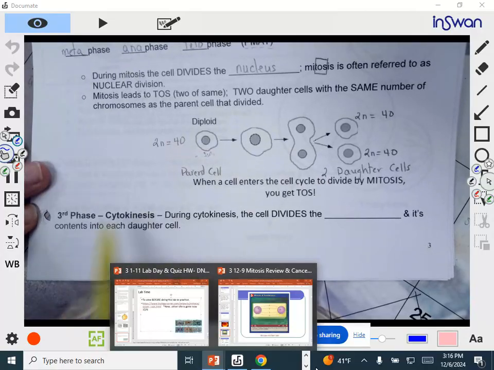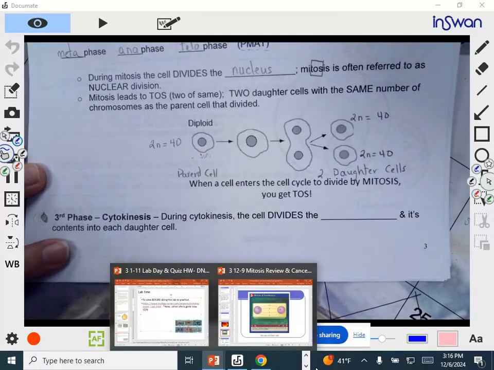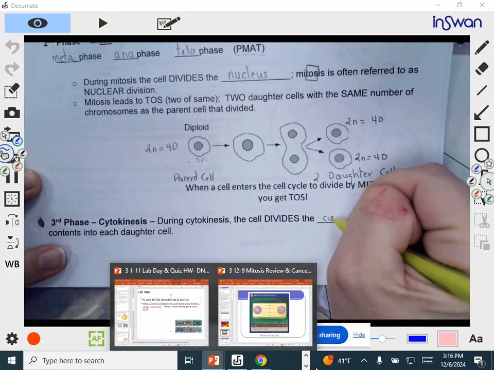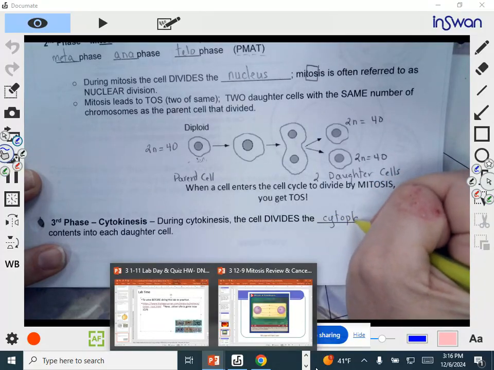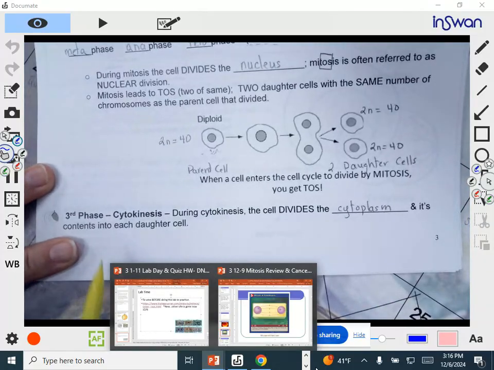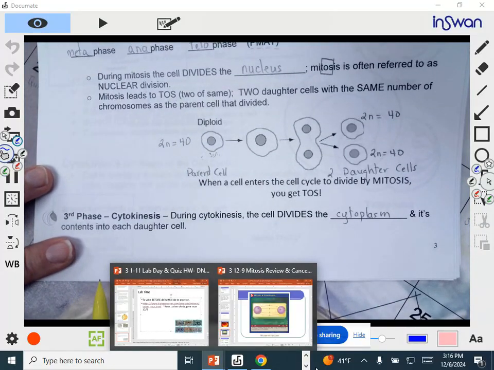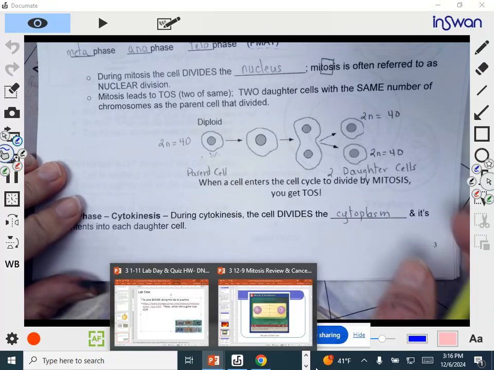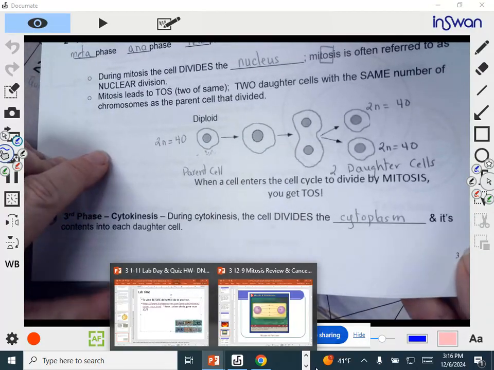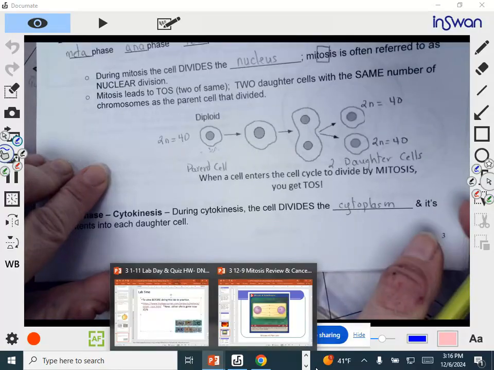All right, so as we mentioned, the 3rd phase, cytokinesis, is really just dividing up the cytoplasm. And the cytoplasm, remember, holds proteins and all of the organelles. So cytokinesis is the division of the cytoplasm and the organelles into 2 separate cells.